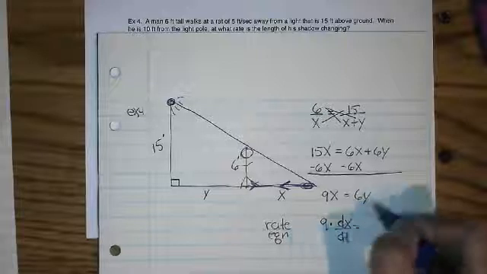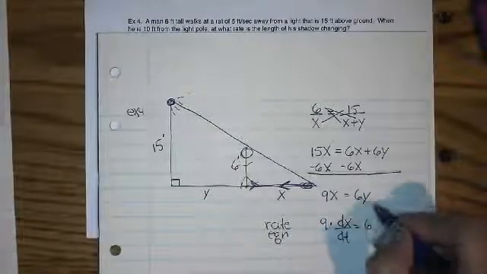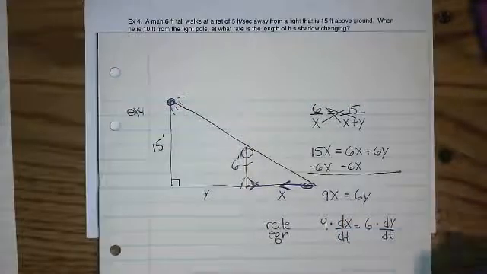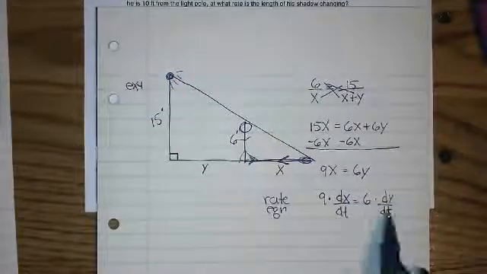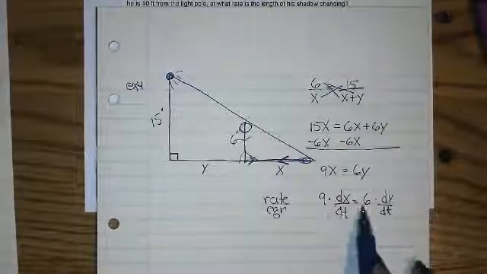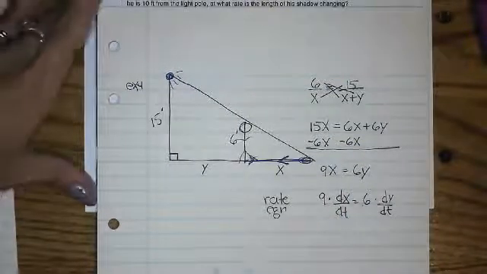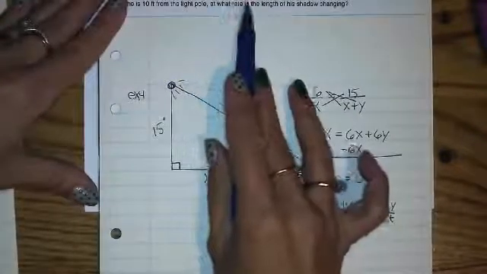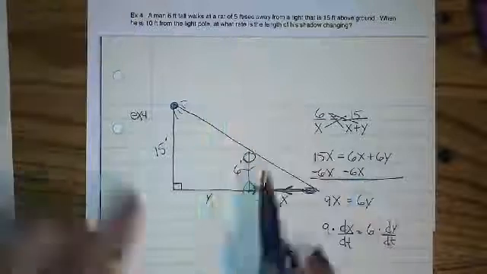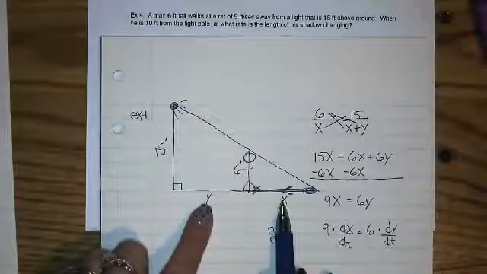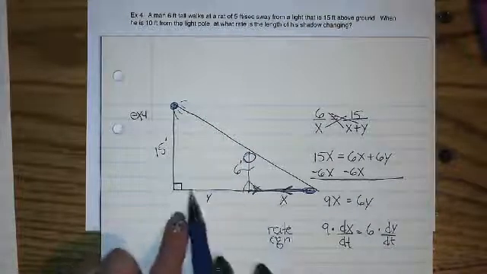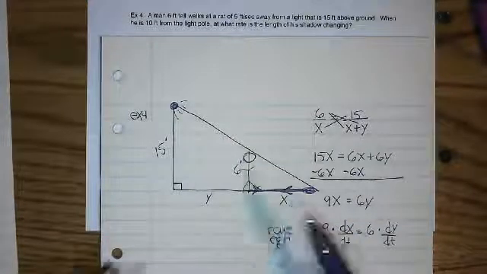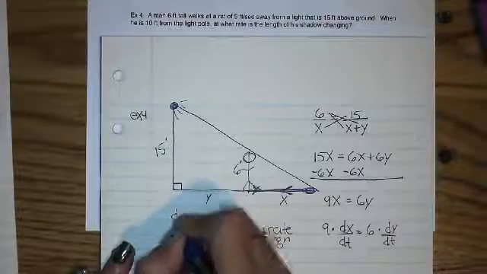So that means this will be 9 times by this derivative with respect to time, dx dt. Derivative here is just going to be 6 times its rate derivative, dy dt with respect to time. And now all I need are one of the two rates. I don't even need the x or the y. So, the one rate I know is that the guy is walking away at 5 feet per second. So which of these is changing at 5 feet per second? It would be this one back here.